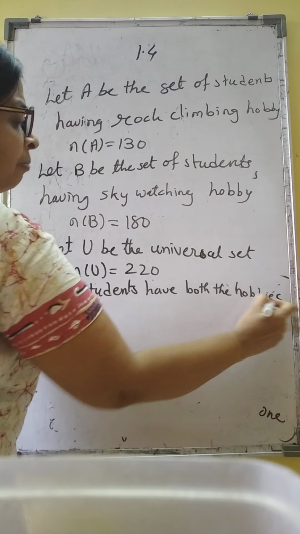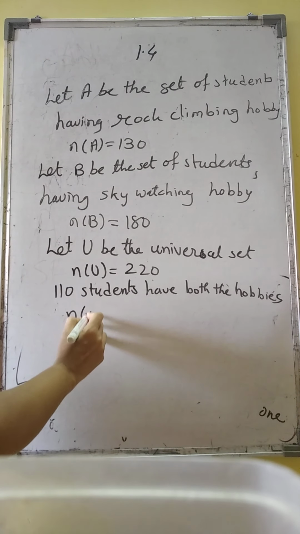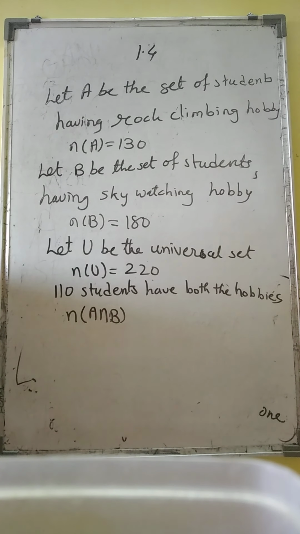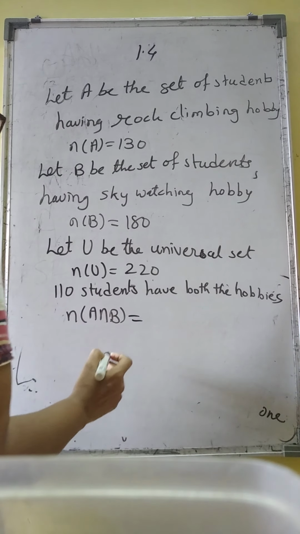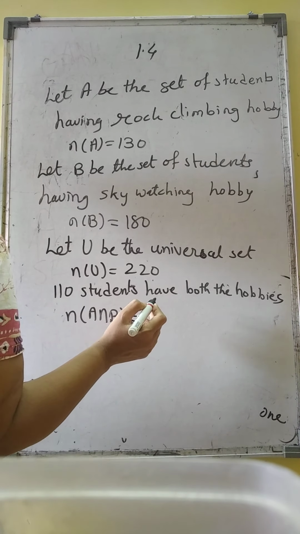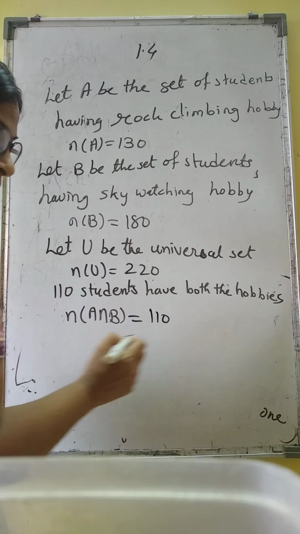So what will come? N of A intersection, not union, Krish. Intersection, it comes in both, both. They like to do the sky observation also. They like to do rock climbing also. So both. How many are there? 110.